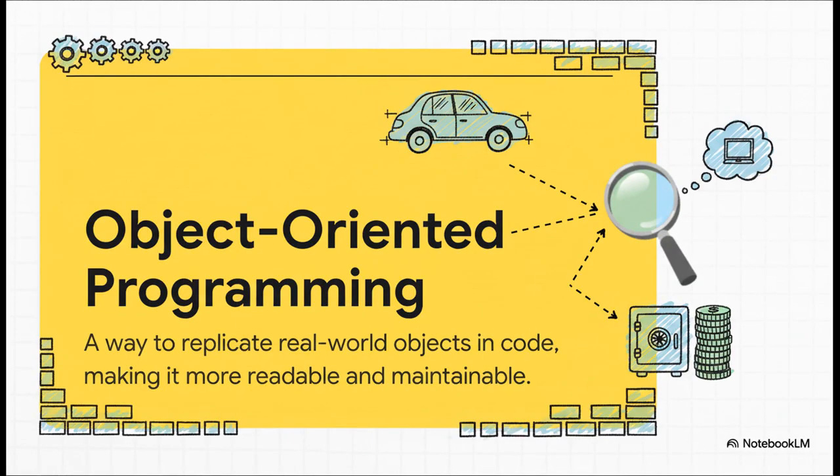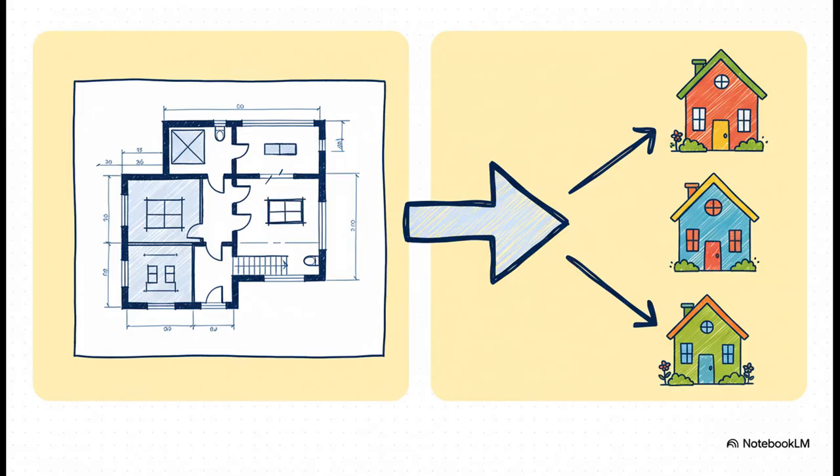So what is OOP, really? Well, at its heart, it's just a way of thinking about code. Instead of writing one long, messy list of instructions, we create these little digital objects that act like things from the real world. Think a user, a product, a bank account. This way of organizing things makes our code cleaner, easier to reuse, and so much easier to handle as our projects get bigger.